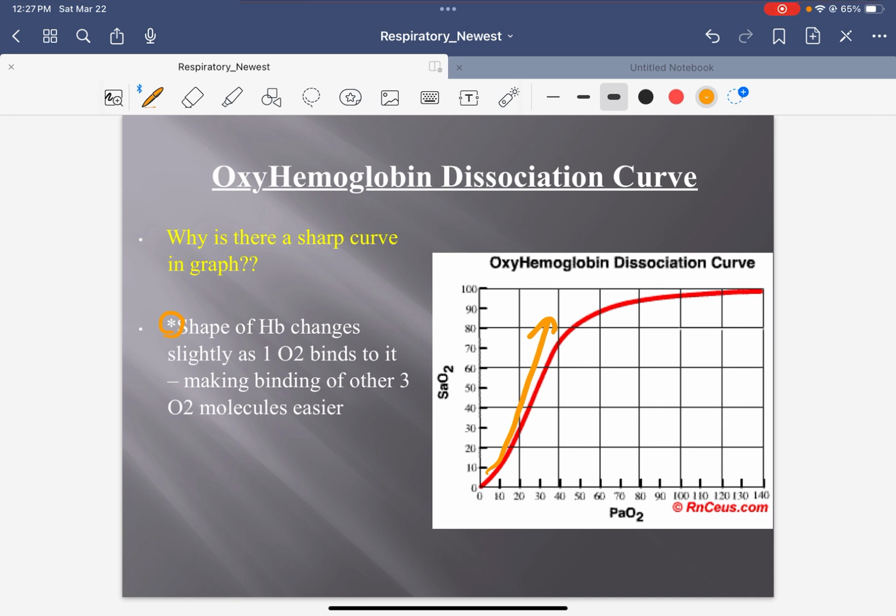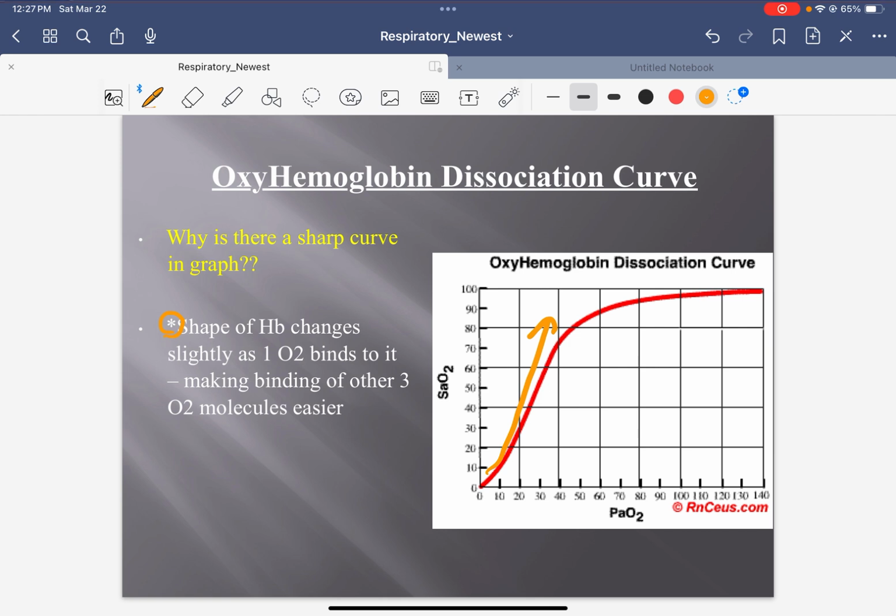After the first oxygen binds, remember, each hemoglobin can only bind 4. After a first oxygen binds to hemoglobin, the shape of hemoglobin changes slightly, which allows the remaining 3 to bind more quickly. And that's a good thing. That means that we fill the hemoglobin fast.